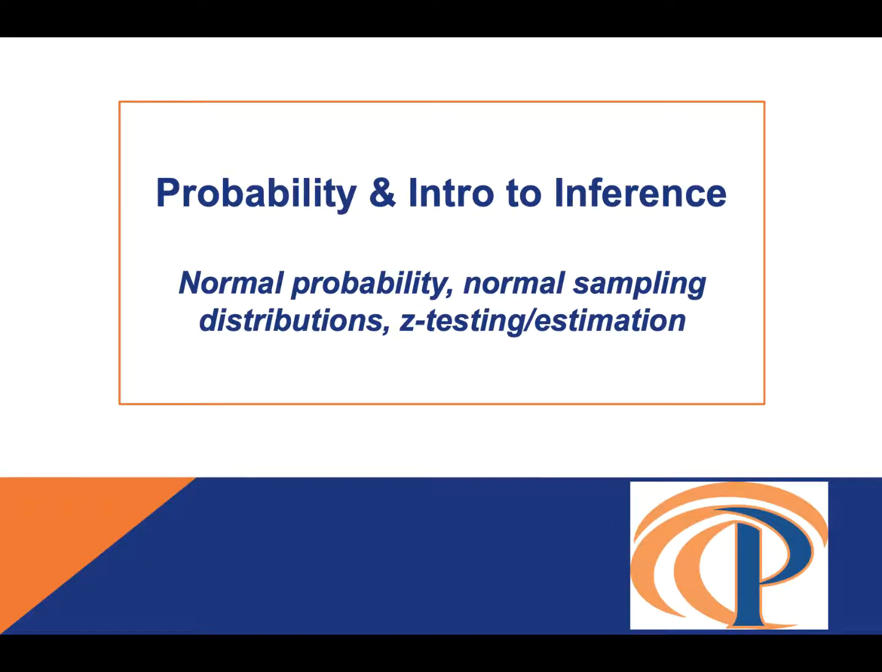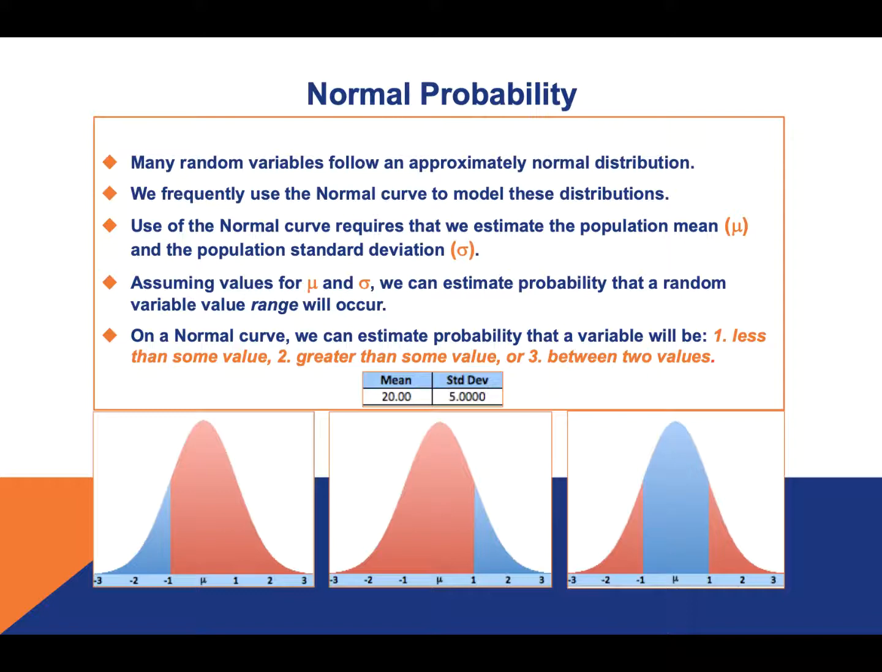Probability and Introduction to Statistical Inference. Many random variables such as height, weight, or IQ score follow an approximately normal distribution. We frequently use the normal curve to model these distributions, as well as many others.